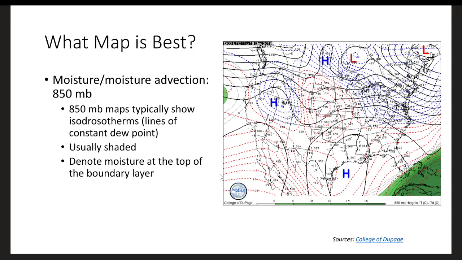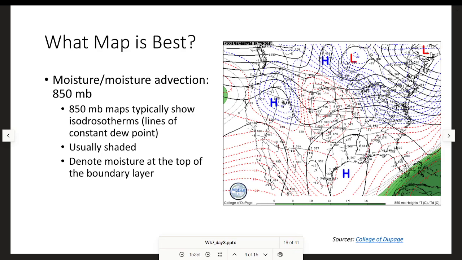Isodrosotherms are lines of constant dew point. They're usually shaded. I don't know why they picked this map, because it's all the way down here. But over here, in the Puerto Rico, Cuba, Dominican Republic area, you've got some good moisture. But you can get this moisture pulled up into the United States, like the moisture tongue, you can really get some moisture up in there.